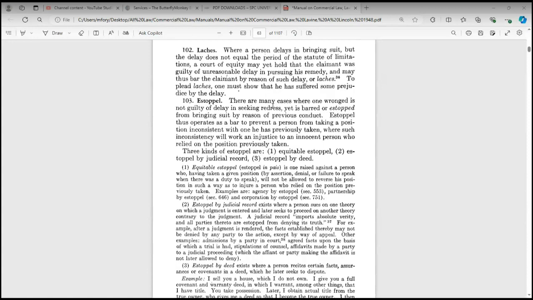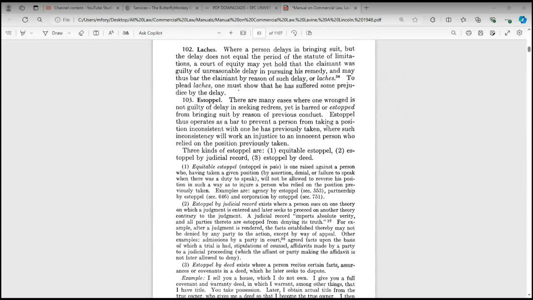Estoppel. There are many cases where one wronged is not guilty of delay in seeking redress, yet is barred or estopped from bringing suit by reason of previous conduct. Estoppel thus operates as a bar to prevent a person from taking a position inconsistent with one he has previously taken, where such inconsistency will work an injustice to an innocent person who relied on the position previously taken.